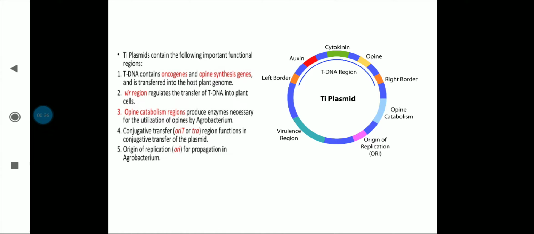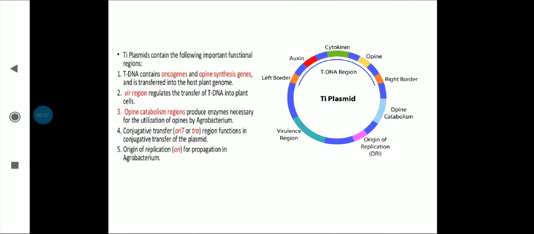So this tDNA resides in a plasmid known as Ti plasmid or tumor-inducing plasmid. tDNA contains genes that code for enzymes synthesizing opines and phytohormones like auxins and cytokinin. Opines are low molecular weight compounds that provide nutrition to the bacterium.